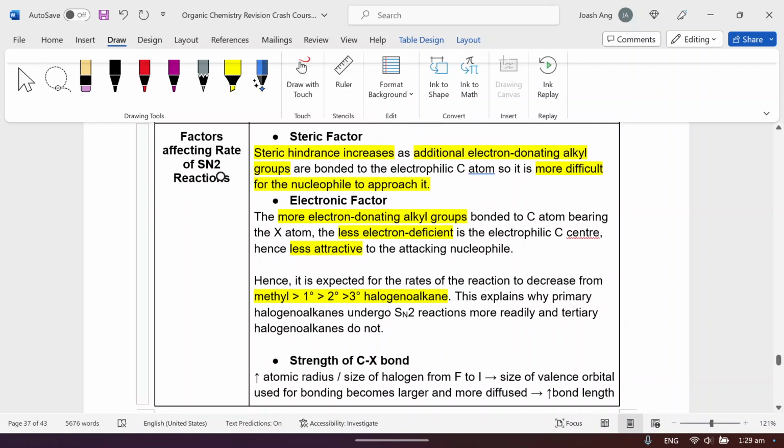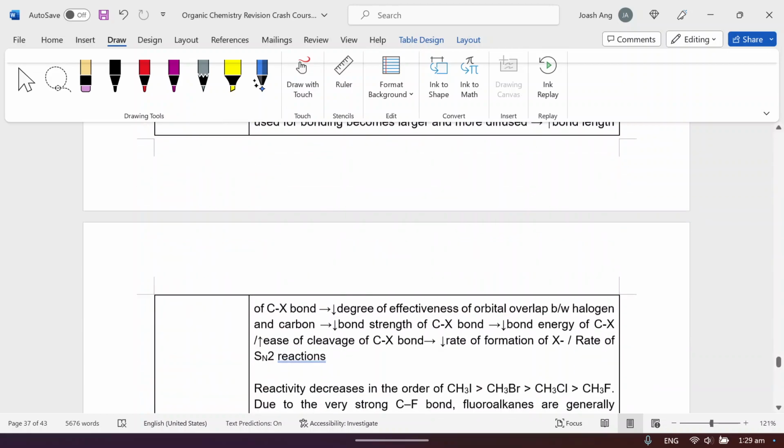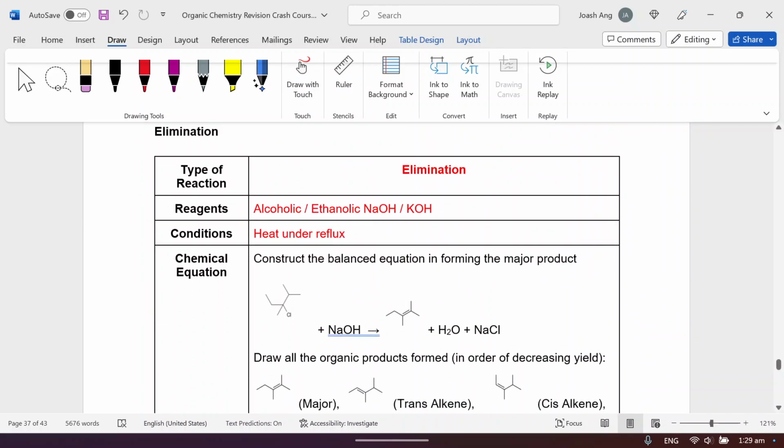Okay. The steric factor, electronic factor. So steric factor first. If you have more electron donating groups bonded to the electrophilic carbon, it means that there's a lot of steric hindrance. So it's more difficult for the nucleophile to approach it. Another reason is that more electron donating alkyl groups increase the electron density on the electrophilic carbon, thus less electron deficient and less attracted to the attacking nucleophile. The strength of the CX bond I went through already, so it should be the same.